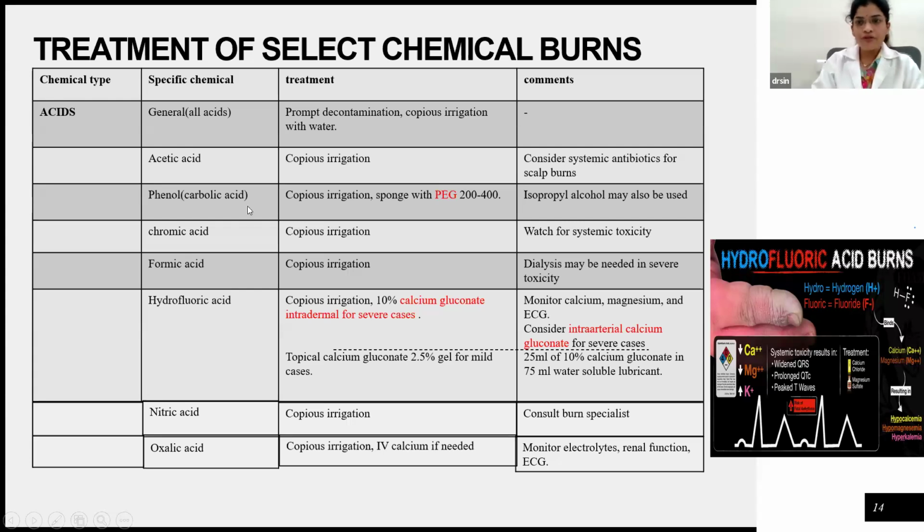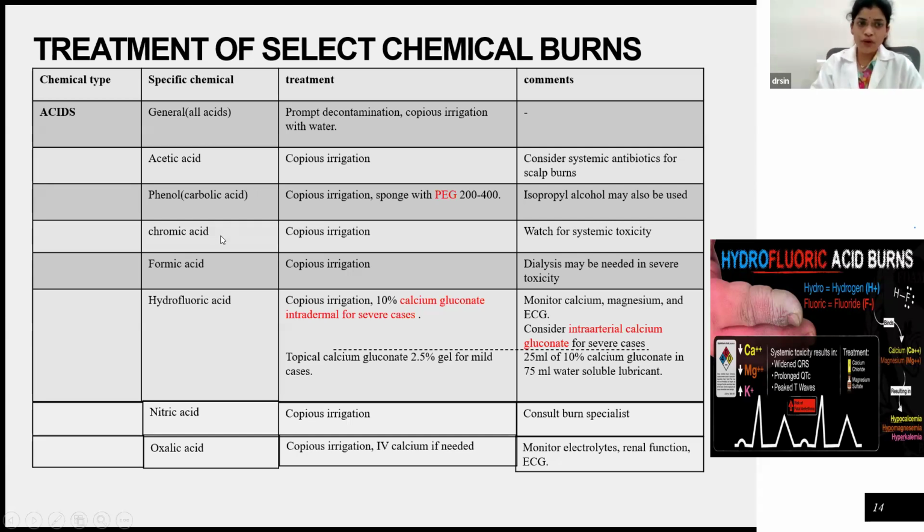And in case of phenol, phenol is usually used in the chemical peels that the dermatologists advocate so as to reduce wrinkles and all these days. And that is the common area where we see chemical burns secondary to phenol usage. So in this also, there should be copious irrigation that should be done. But the antidote here is polyethylene glycol with 200 to 400 molecular weight Daltons. The PEG that we use in colonoscopy is different from this. Here, the molecular weight is 200 to 400. So this is the antidote that should be used. But if that is not available, even isopropyl alcohol may be used.